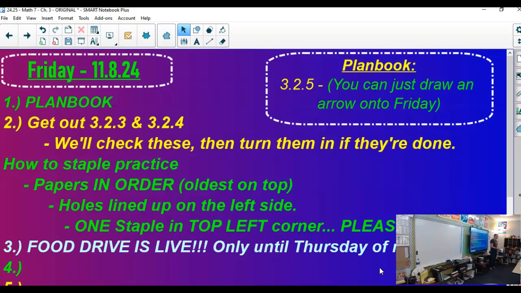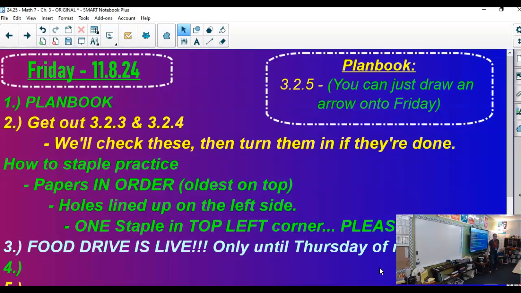Please don't turn in what's not done. That's silly. You know it's going to be a check minus. You're going to get it back. You're just going to have to do it next week. Just keep it. Do it over the weekend. So, 3, 2, 3 on top. 3, 2, 4 on bottom. We line up the holes.